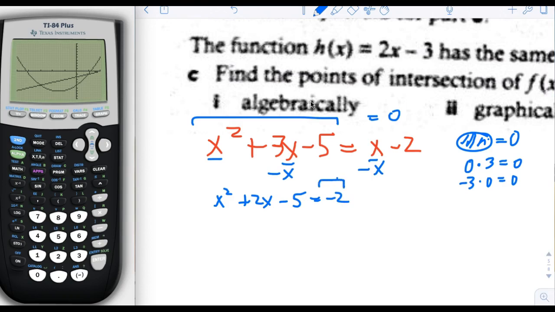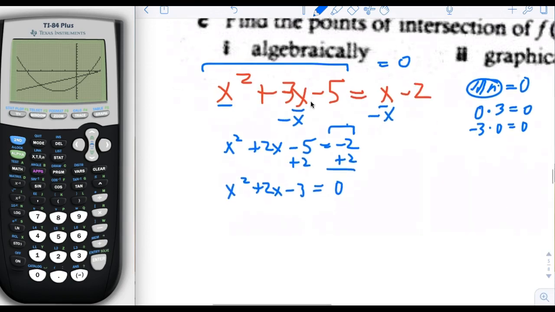Now I have a negative 2 on this side. I want to get rid of that, so I add 2 to both sides. And I'm going to get x squared plus 2x minus 3, and the right side, of course, is going to be 0. Now I have x squared plus 2x minus 3. Okay, now I just need to figure out what x value makes that 0.